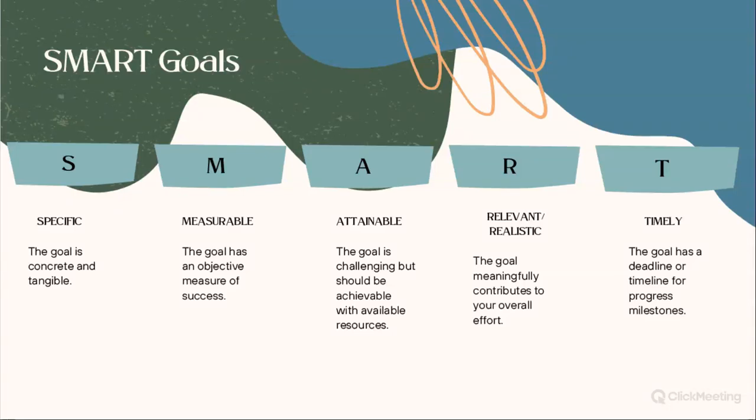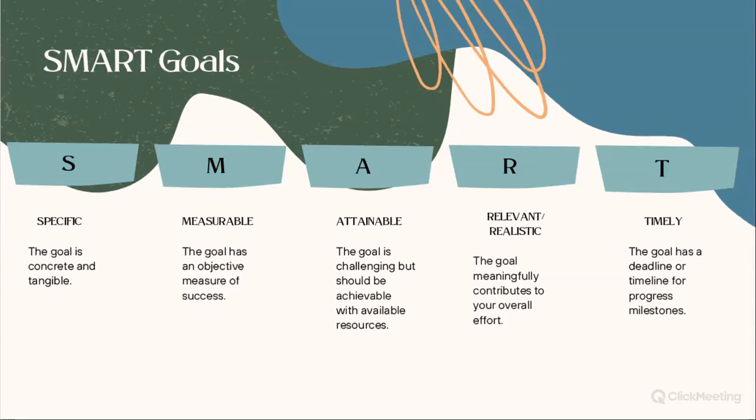The S in SMART stands for specific. And I'll tell you, the biggest reason why people don't reach their goals or don't stick to their goals is because they're not specific enough. They're too vague. So this might be the most important aspect of creating a health goal. You need it to be as specific as possible, and I'll show you what that looks like in just a minute. The goal needs to be concrete and tangible.